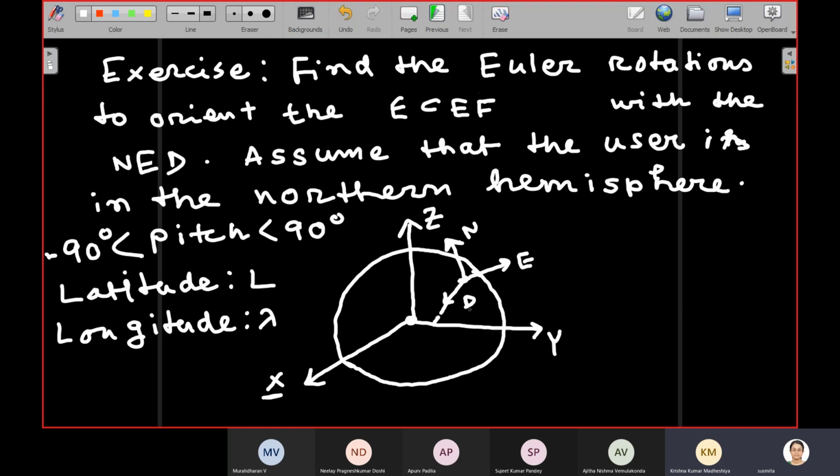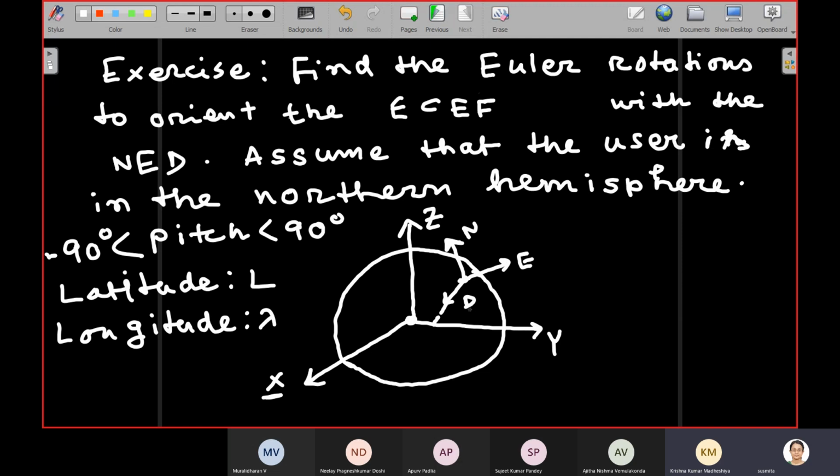So do you understand what you need to do? Yes, ma'am. Excuse me, ma'am. The Earth center, the Earth frame center is there, and both frames have different centers. So there is a distance between these two.